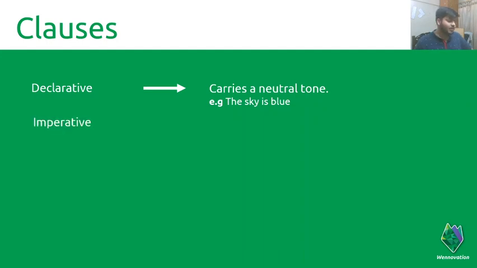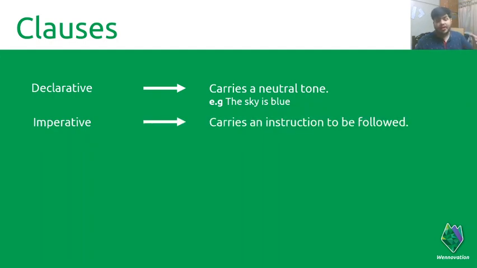And then we have imperative clauses, which carry instruction to be followed. So let's say I'm telling you to do something. I'm telling you to listen to me. That's an instruction. I've given an example here, such as please maintain silence, which depicts that you have to maintain silence. You have to follow this instruction, and that is what an imperative clause is.